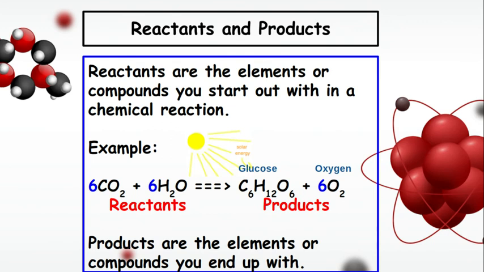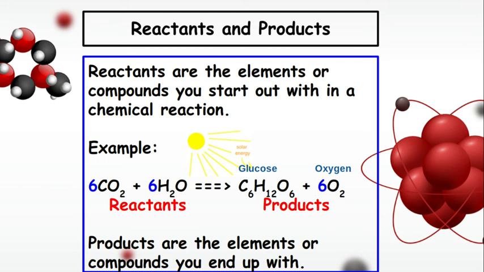Reactants and products. Reactants are the elements or compounds you start out with in a chemical reaction. For example, the process of photosynthesis, shown as the example. You have 6 carbon dioxide molecules and you have 6 H2O molecules. Those are the reactants, and they're always shown on the left. That's what goes into the chemical reaction.